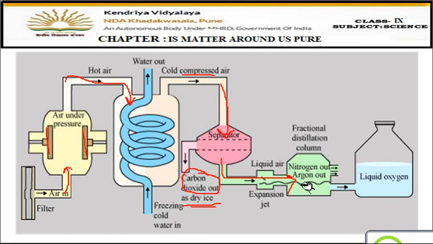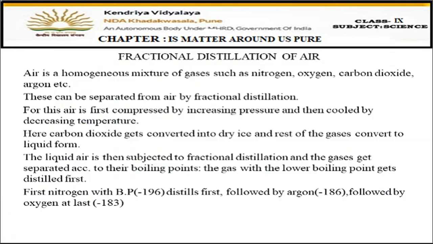Once it reaches the fractional distillation column, as the temperature is raised, according to their boiling points they will start separating out. The first gas which separates in this chamber is nitrogen. As nitrogen has the lowest boiling point, it will separate out first, and will be collected in another chamber. Then after nitrogen, argon is separated out. Let me check the boiling points. Nitrogen has a boiling point of minus 196 degrees Celsius, then argon minus 186 degrees Celsius, and at last oxygen has the highest boiling point, minus 183.